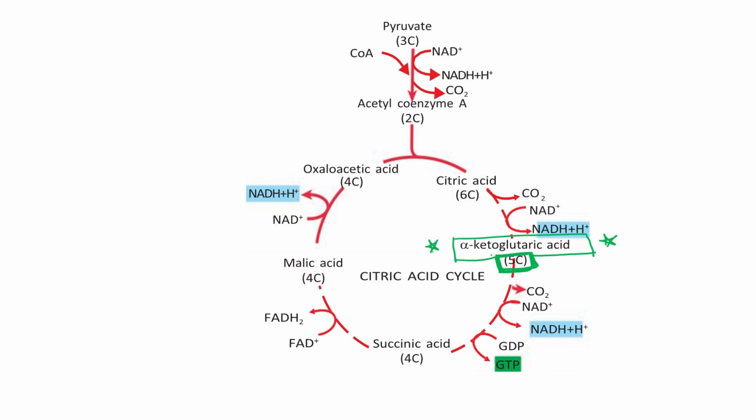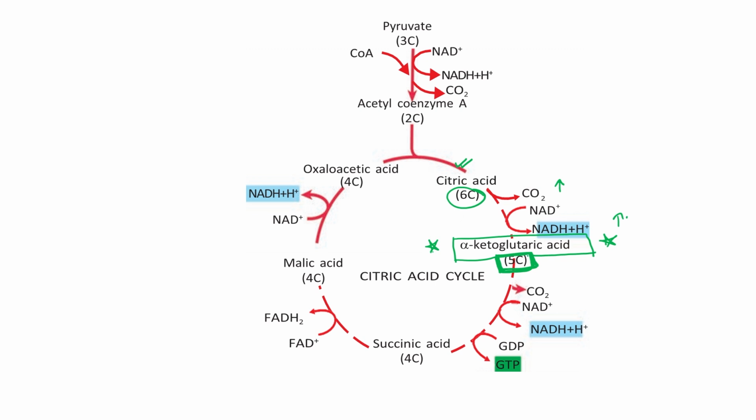Alpha ketoglutaric acid is the only acid present in this particular cycle having 5 carbons. After this, all the acids are 4 carbon molecules. We have already discussed that citric acid is a 6 carbon molecule. So obviously, for the formation of alpha ketoglutaric acid, citric acid must remove 1 carbon as carbon dioxide over here, and on this step 1 molecule of NADH has also been produced.